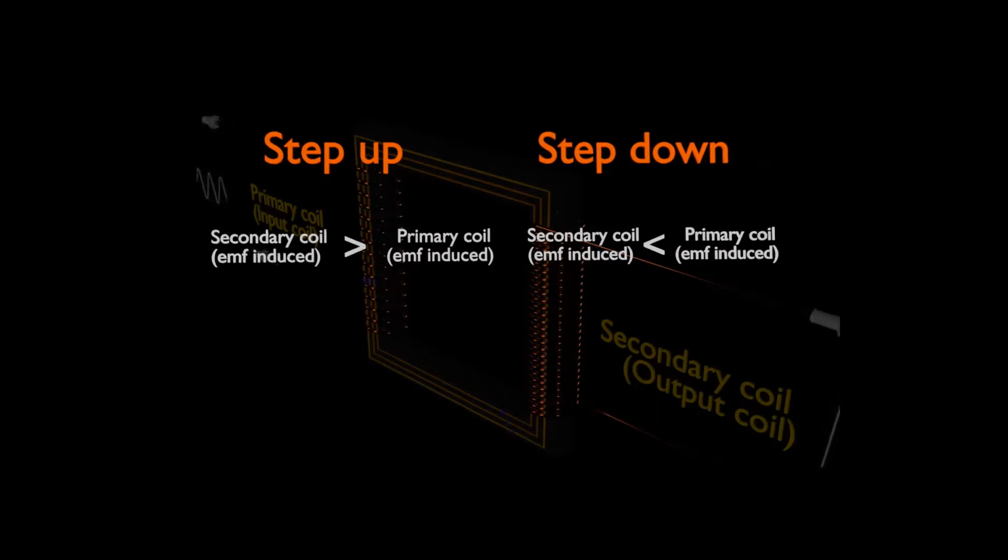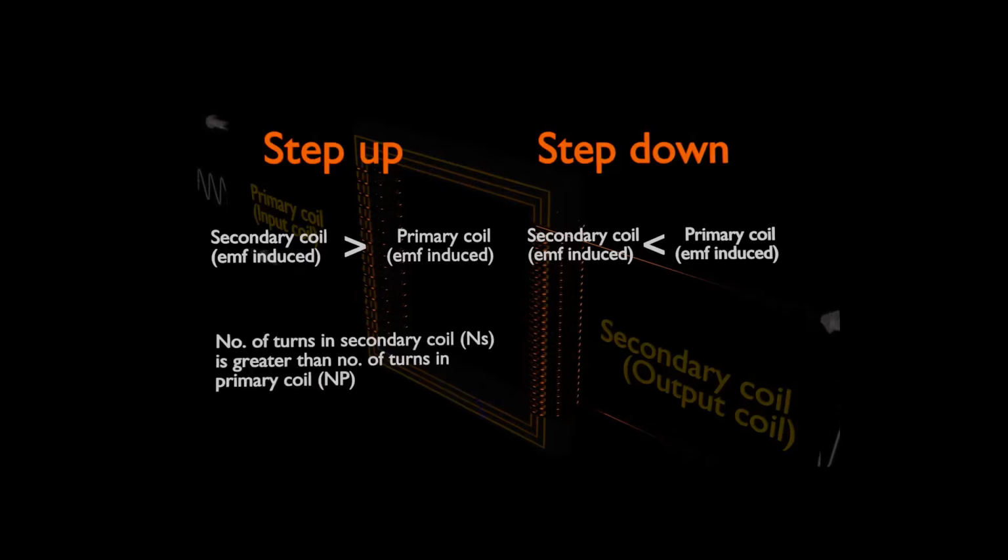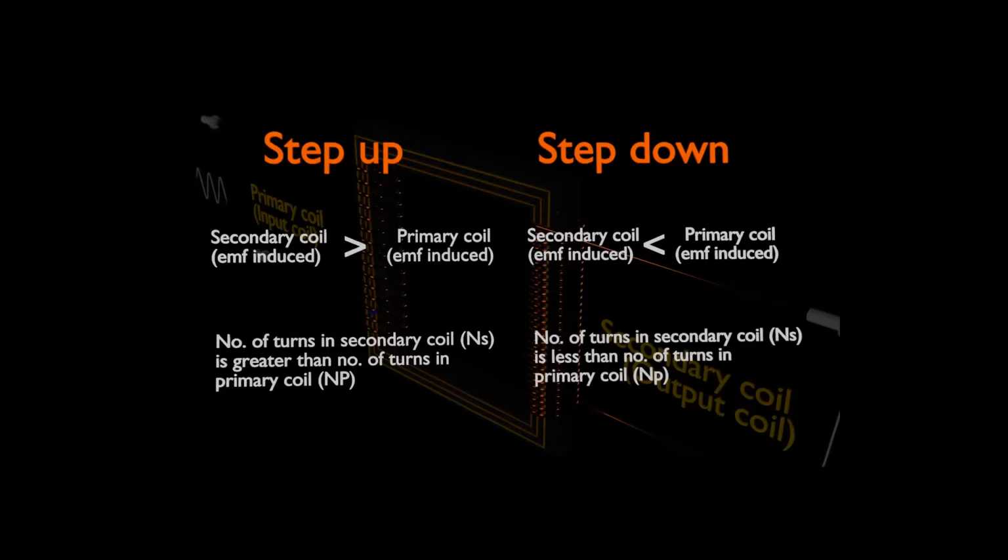And this higher or lower value of EMF induced depends on the number of turns. Higher will be the number of turns, higher will be the EMF induced in the coil. So by just changing the number of turns in the primary or secondary coil, we can convert a step-up transformer to step-down transformer or vice versa.